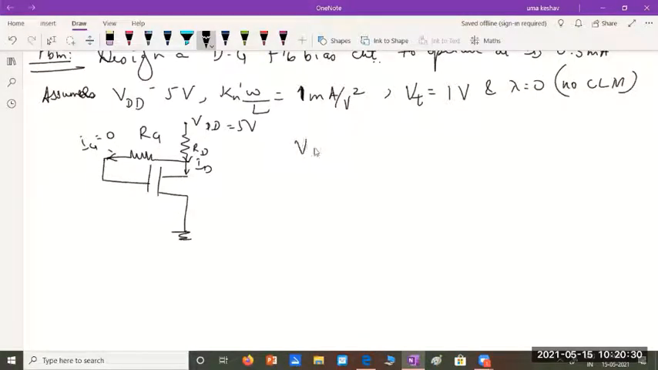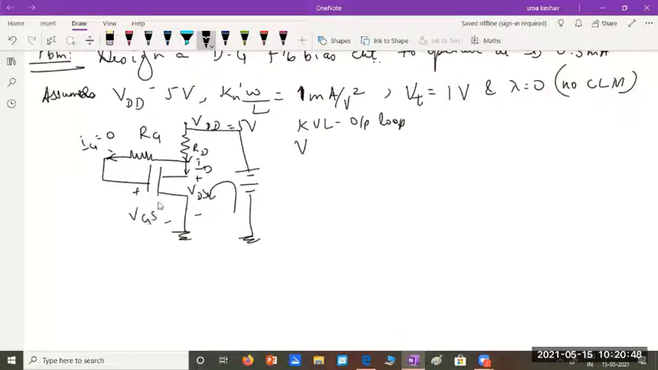We know that we apply KVL to the output loop. What do you get? You have this VDD here. This should be VDS. This should be VGS. You say minus VDD plus IDRD, the drop across this resistor, plus VDS is 0.